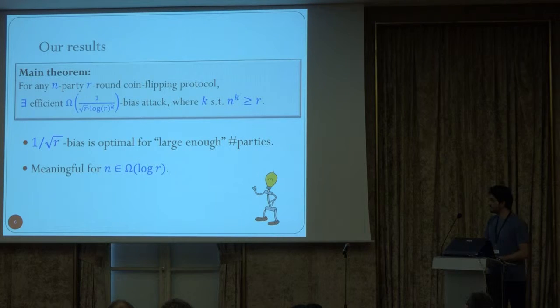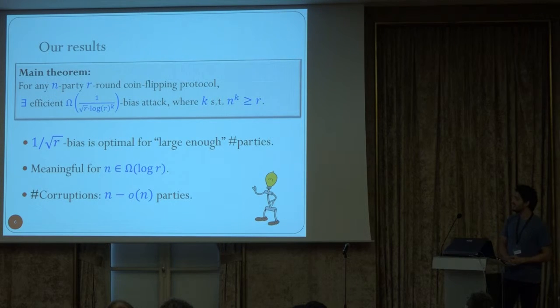The 1 over R bound is meaningful for any number of parties greater than log r. Of course, there is some degradation in the bias, as was shown in the previous picture. And in reality, our theorem actually holds for fewer corruptions, fewer than all but one, where the honest parties are a vanishing fraction of n.